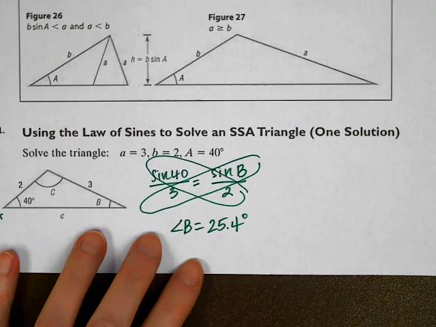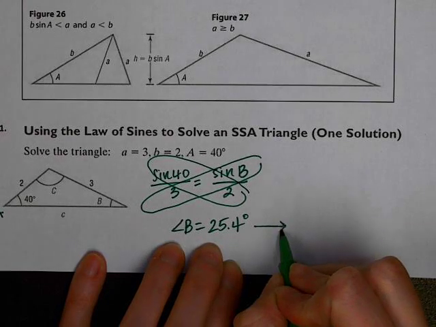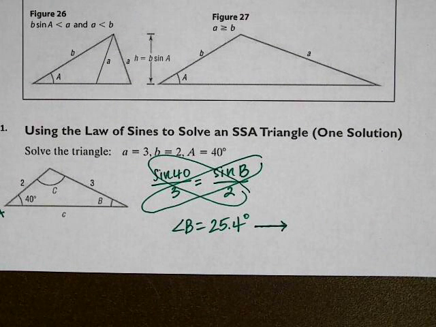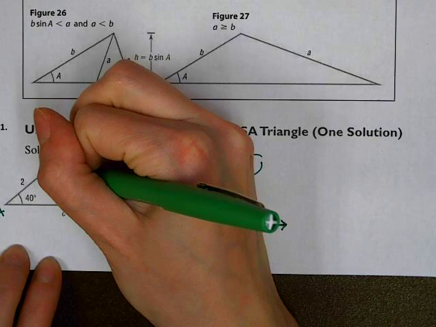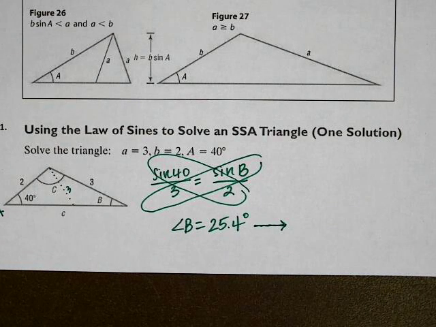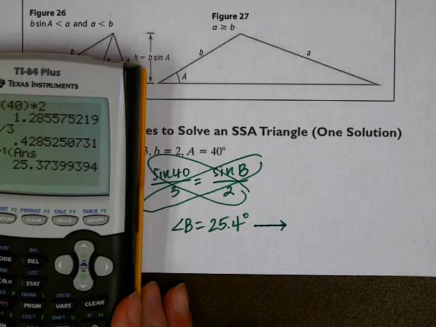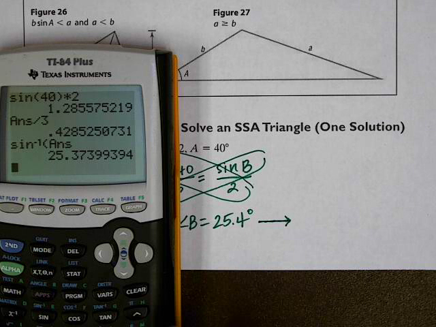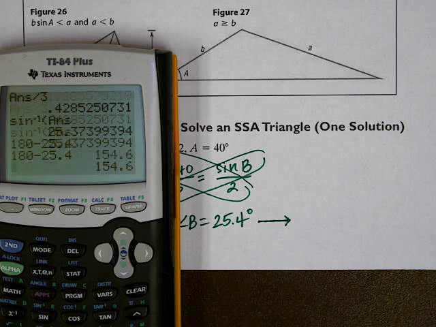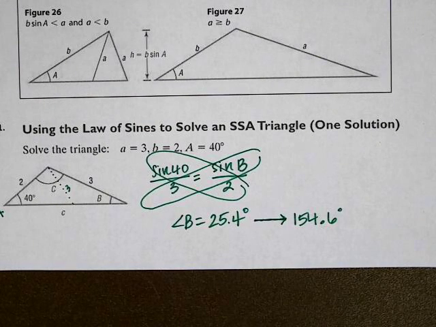Now here's what you have to check. We have to check if there's another way that this triangle could be possible. And here's how you do it. You find the supplement of this angle. Okay, because what if the 3 was actually like over here? Could it be possible for that to be a new triangle? So, if we do 180 minus 25.4, you get 154.6.